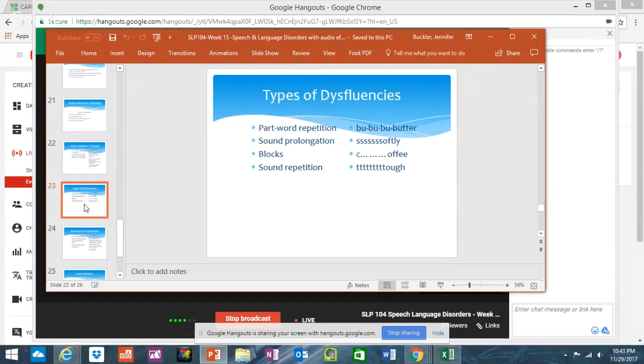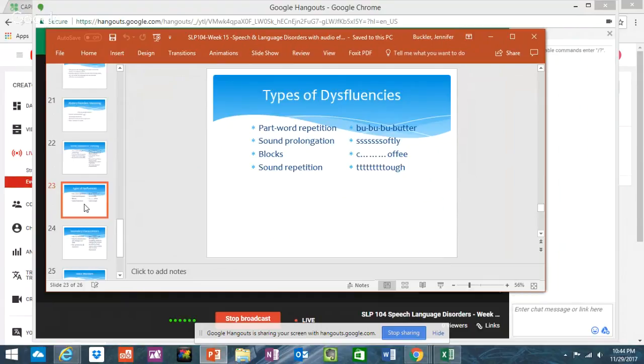So what are some types of disfluencies? Types of disfluencies include part word repetitions, and that's if I would say things like "come, computer." That's a part word repetition. Sound prolongation would be something like "aaa feather," and the sound is held onto for a period of time.